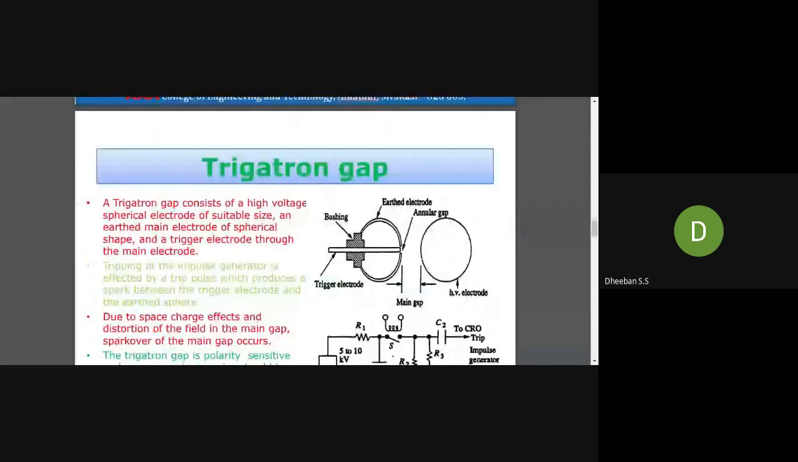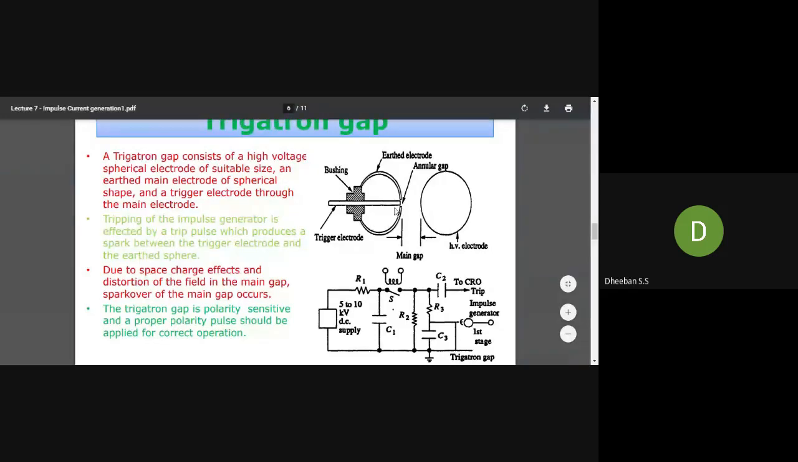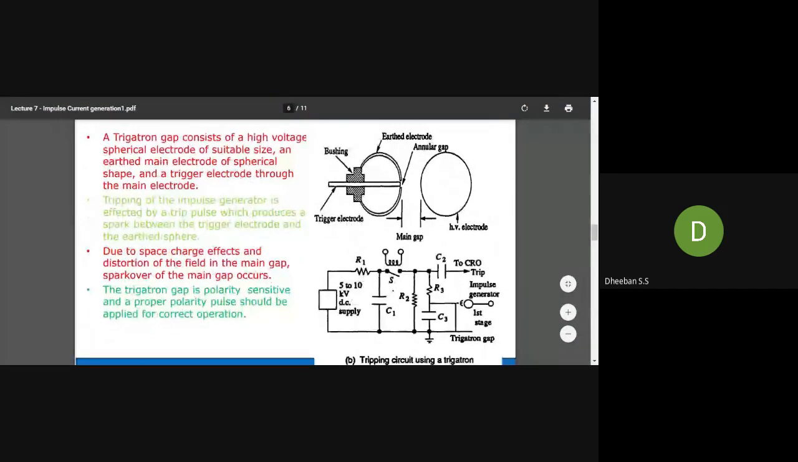So the next one is the Trigatron circuit, which is very easy to understand. Here it will have electrodes, one of spherical shape, and another main electrode, which is Earth. This is your high voltage electrode, and this is your Earth electrode. Both these electrodes are of spherical shape. Here you can see the circuit diagram. Here is your Trigatron gap.